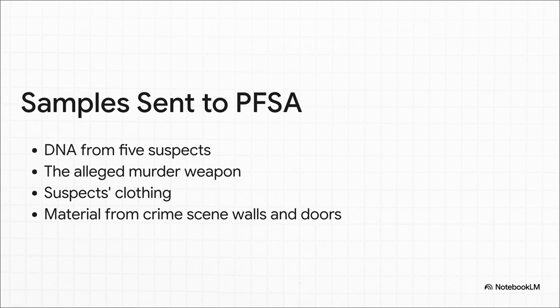All of these were sent to the Punjab Forensic Science Agency, or PFSA, for highly specialized examination. They collected DNA and other biological evidence from the 5 suspects we just discussed. They seized the alleged murder weapon and the suspect's clothing. But crucially, they also collected material from the walls and doors at the crime scene. Remember the autopsy suggesting the victim's head was smashed against a wall? This right here is how police corroborate a theory. If they find the victim's DNA or forensic markers on that specific wall material, it scientifically locks in their working theory of how the crime unfolded. It's like a giant puzzle coming together.